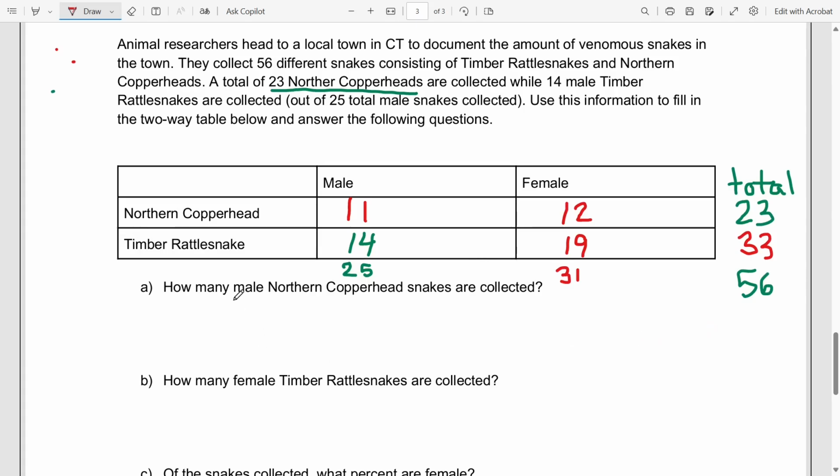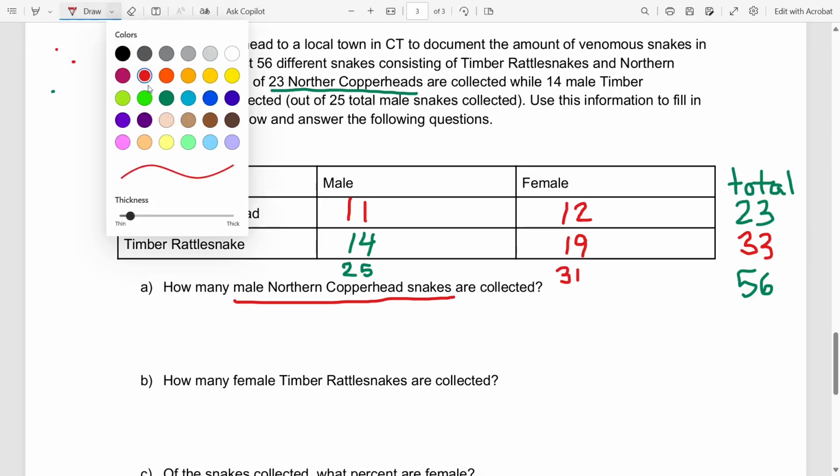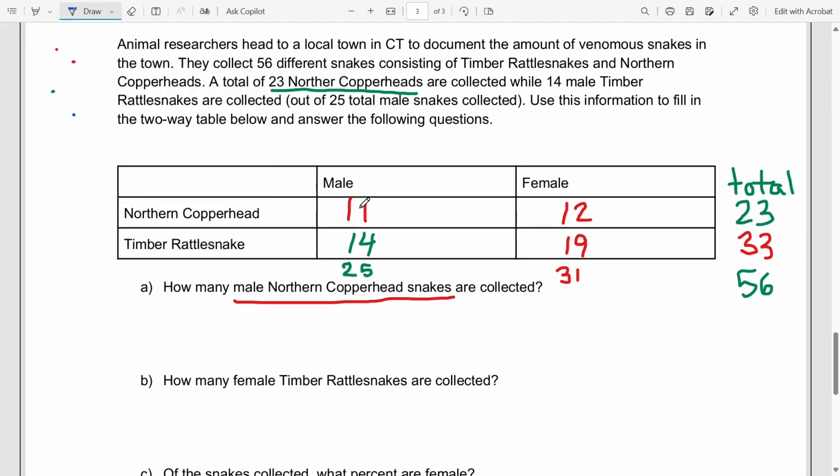All right, so how many male northern copperhead snakes are collected? The male northern copperhead is going to be right here. That's going to be 11. How many female timber rattlesnakes are collected? That's going to be this 19 here.